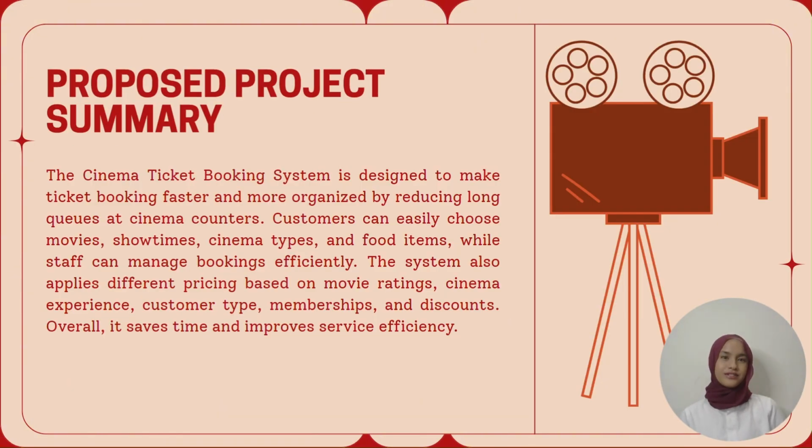The cinema ticket booking system is developed to make movie ticket booking faster, more convenient, and well organized by reducing long queues and confusion at cinema counters. It allows customers to select movies, showtimes, cinema types, and food items easily, while helping staff manage schedules and bookings efficiently. The system offers different pricing based on movie ratings, cinema experiences, customer categories, memberships, and special discounts. Overall, it enhances the movie-going experience by saving time and improving service efficiency.